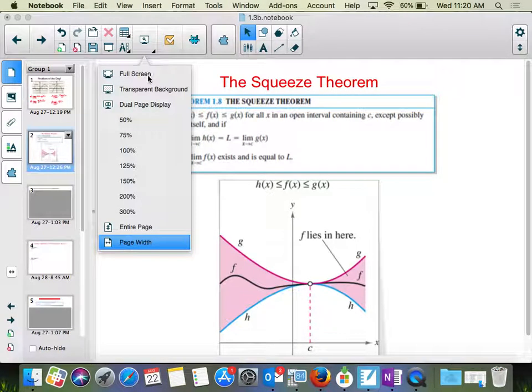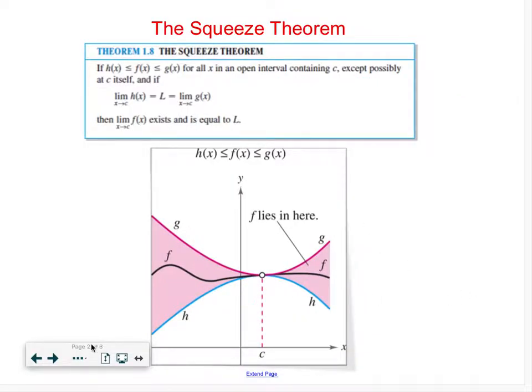First, write down the squeeze theorem. I'm not going to talk to you as you write it down. We'll digest it once you get it all figured out, once you get it all written down. Excuse me. Draw the picture.